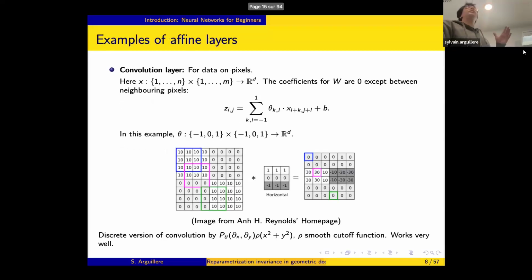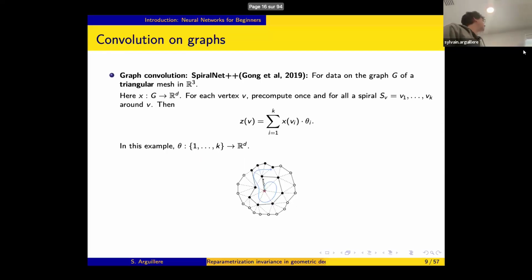Okay, so that works for images, but when we want to study surfaces, you don't have this nice pixel structure. So there are various ways to do what's called graph convolution. It can be done using the graph Laplacian, but in the case where the graph comes from a mesh structure, one of the state-of-the-art methods is what is called a spiral net. Spiral net plus plus, there are a lot of variants.